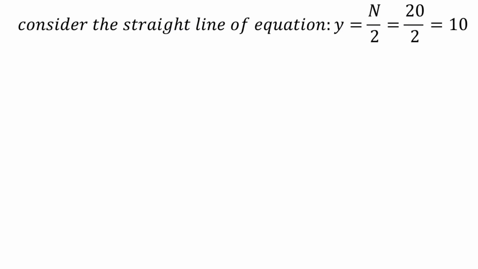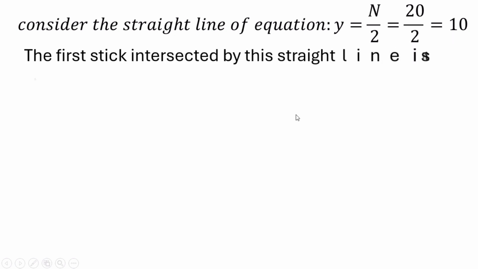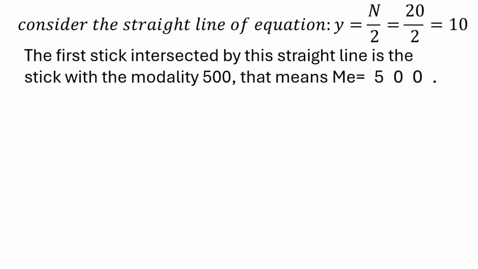In this video, I will continue explaining the statistics chapter. Consider the straight line of equation y equals n over 2 equals 20 over 2 equals 10. The first stick intersected by this straight line in the bar graph of the increasing cumulative frequencies.